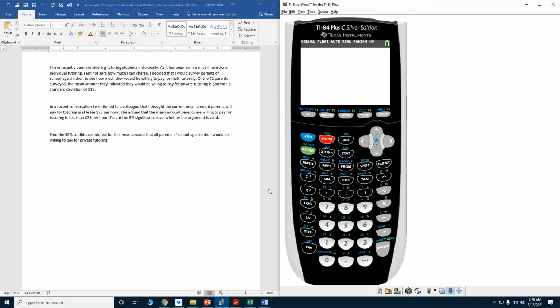And so I'm doing a data collection to determine, what are people paying, what are people charging? Can I get $75? So I've decided I'm going to survey parents of school-age children to see how much they'd be willing to pay for math tutoring. I surveyed 72 students. The mean amount that they indicated they would be willing to pay for private tutoring is $68 with a standard deviation of 12.